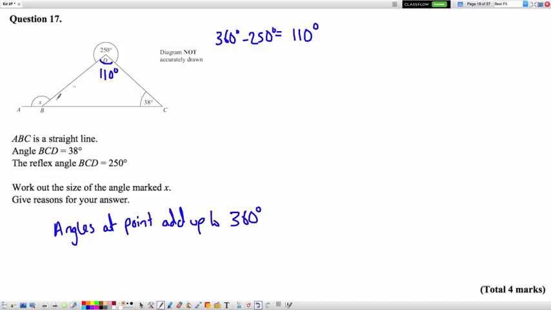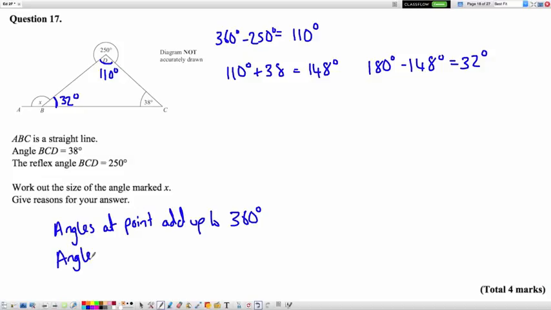So now we have this angle, we can find the angle here. So we add up our two angles, 110 inside of the triangle, plus 38. Adding up these two gives us 148. We then can subtract that from 180, the total for a triangle, to give our angle of 32. So here we have 32 degrees. The reason we have used here is angles in a triangle add up to 180 degrees.